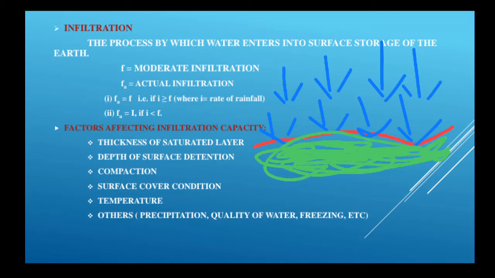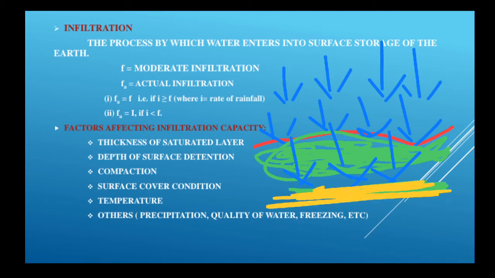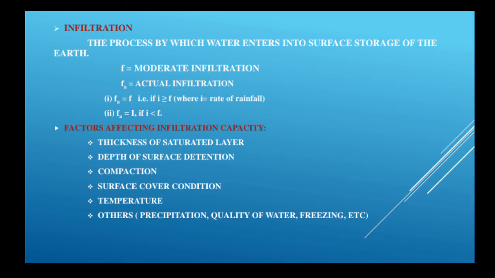Let the green one be the soil. First it meets the soil moisture, and thereafter the excess water moves vertically downwards to reach the groundwater. Let this yellow part be the groundwater. After passing through the soil moisture, it enters into the groundwater. So the vertical movement of infiltration water is nothing but percolation. This vertical movement of water into the earth's surface is known as percolation.